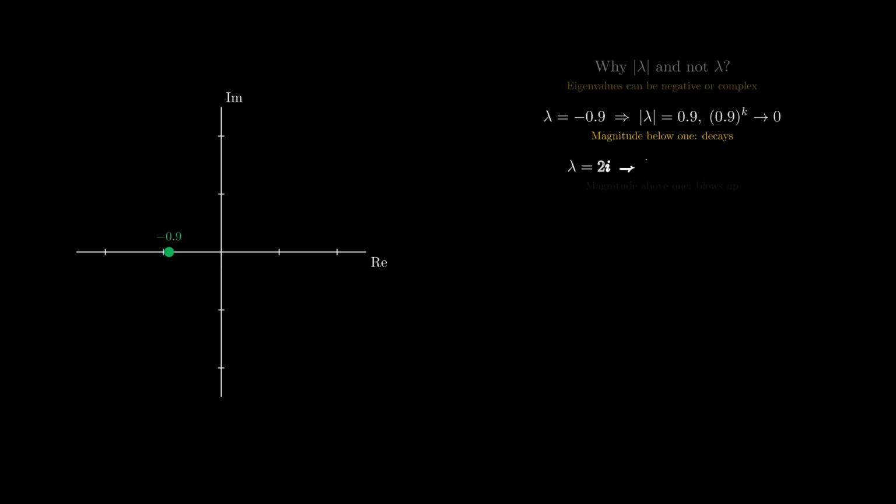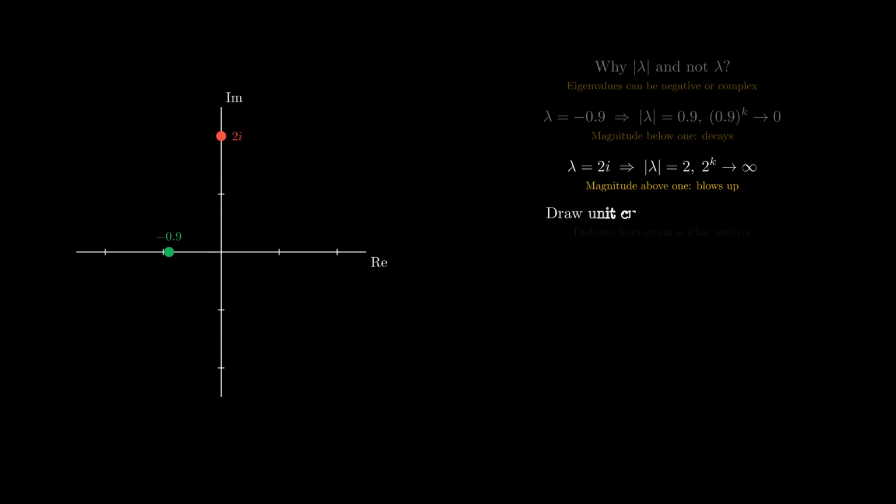Why do we use absolute value and not just lambda itself? Because eigenvalues can be negative or even complex numbers. Take lambda equals negative 0.9. This still decays because its magnitude is 0.9, and 0.9 raised to the k goes to 0. Now take lambda equals 2i. This blows up because its magnitude is 2, and 2 to the k goes to infinity.